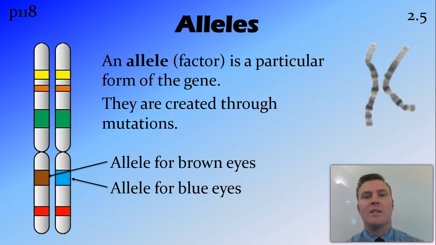An allele is what we now call Mendel's factors. So he was talking about having a factor that affects something. We call those alleles. And an allele is a particular version of the gene that codes for a particular characteristic. And these are created through small mutations that occur in the DNA that have been allowed to stay in the gene pool. So for example, here we have an allele for brown eyes and an allele for blue eyes. So we have two different alleles making up the gene for eye color.